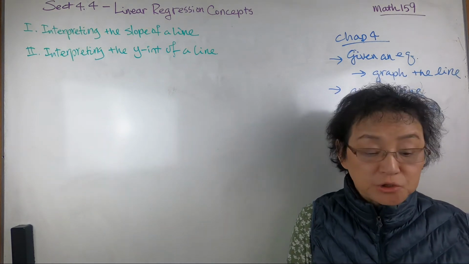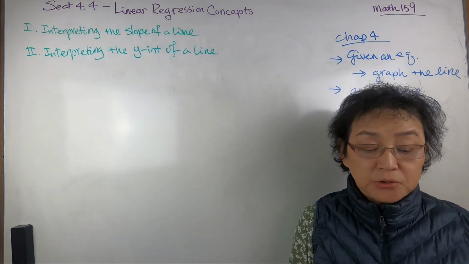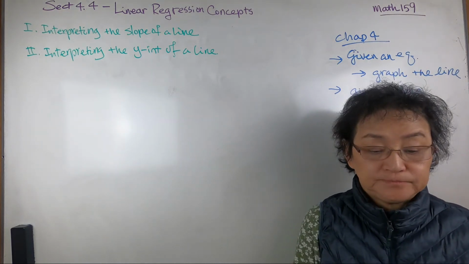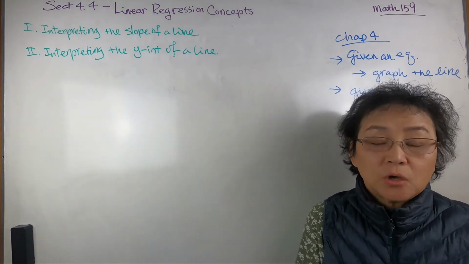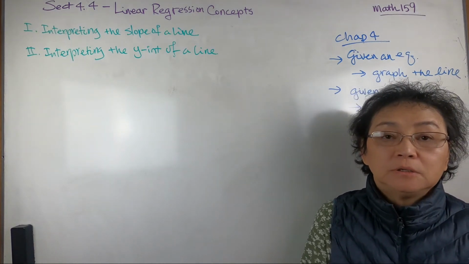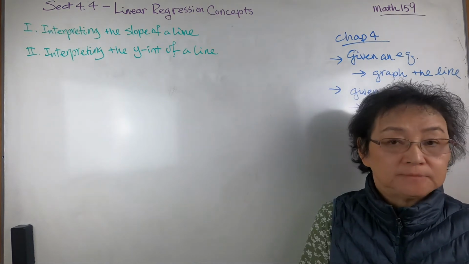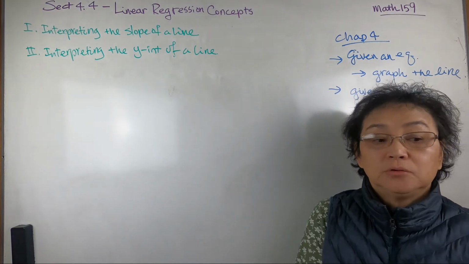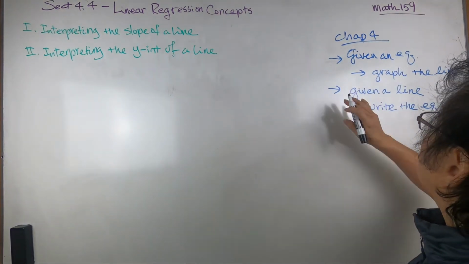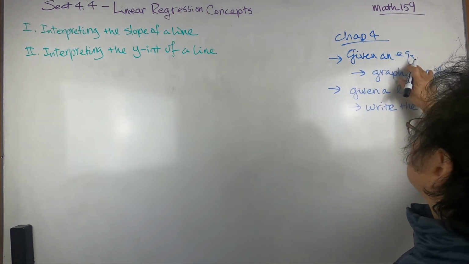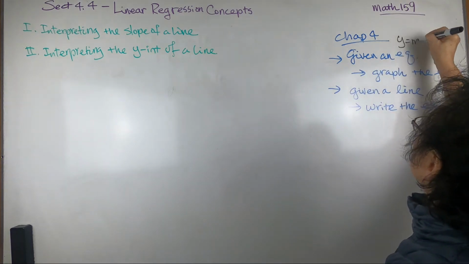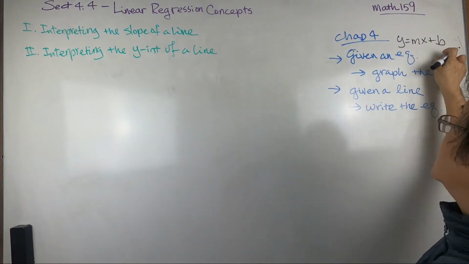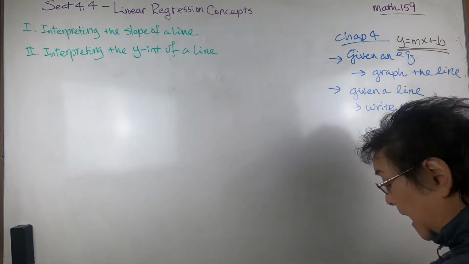We are on section 4.4, linear regression concepts, page 39. For your chapter 4, think about what we have been learning. We started to learn to draw a line. Given an equation like y equals mx plus b, your slope-intercept form, mainly you use this style.